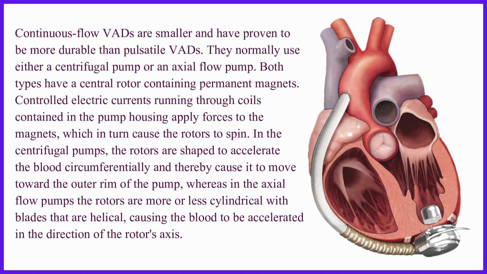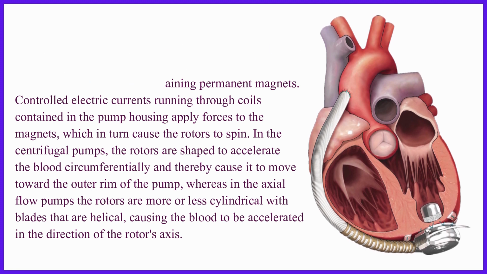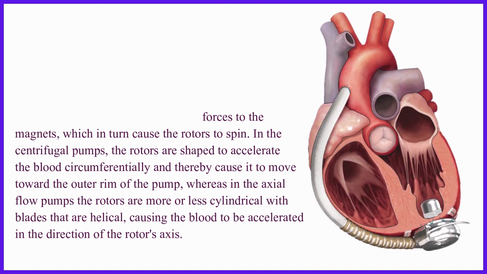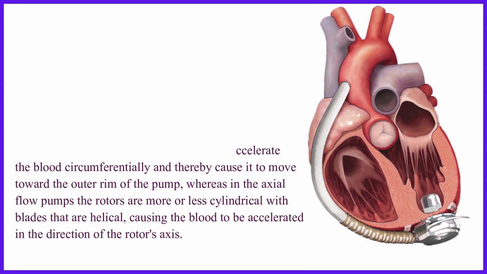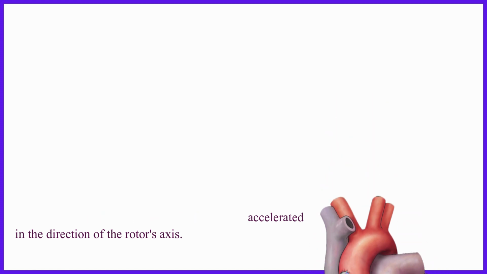the rotors to spin. In the centrifugal pumps, the rotors are shaped to accelerate the blood circumferentially and thereby cause it to move toward the outer rim of the pump, whereas in the axial flow pumps the rotors are more or less cylindrical with blades that are helical, causing the blood to be accelerated in the direction of the rotor's axis.